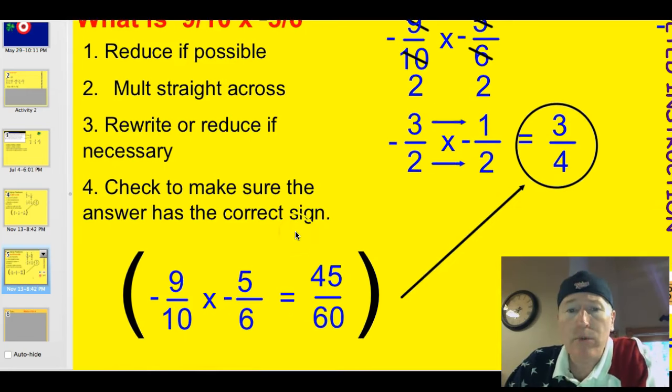And again, if you don't want to reduce it, you can multiply straight across. Negative 9 times a negative 5 is a positive 45. A negative 10 times a negative 6 is a positive 60, and then you're sitting at 45/60. And when you reduce that, you divide by 15, you would end up with a positive 3/4.